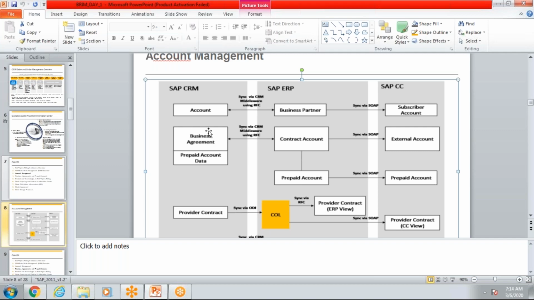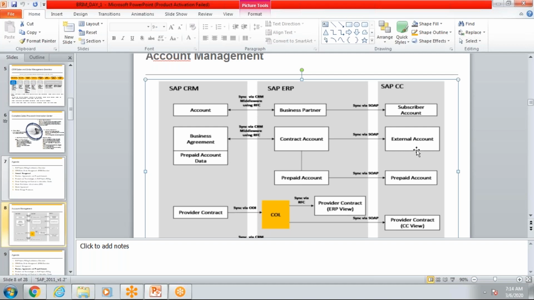and this business agreement is in CRM system, and in ECC the business agreement is called contract account. It will be sent to CC as well, where it is called external account. So under customer, we will have this business agreement in CRM system, and we can search for the contract account using customer number in ECC. And if we see in CC system, under customer number, this contract account number will be displayed.